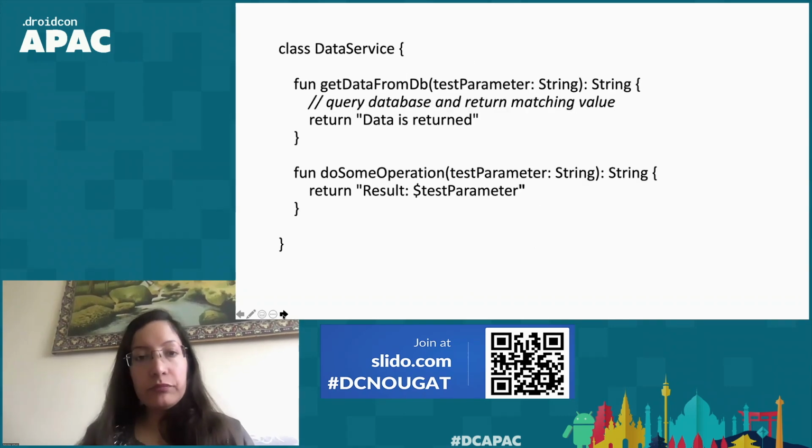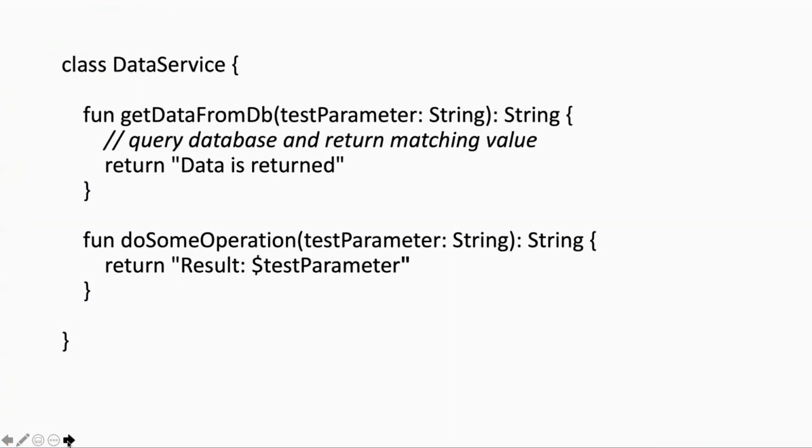So moving on to the next example, here we have a class called DataService which has two methods. The first is getDataFromDatabase, which takes in a string parameter and returns a string, and the second is doSomeOperation, which takes in a string and again returns a string. So this is for illustration purposes, but in your actual code you will be returning something else.